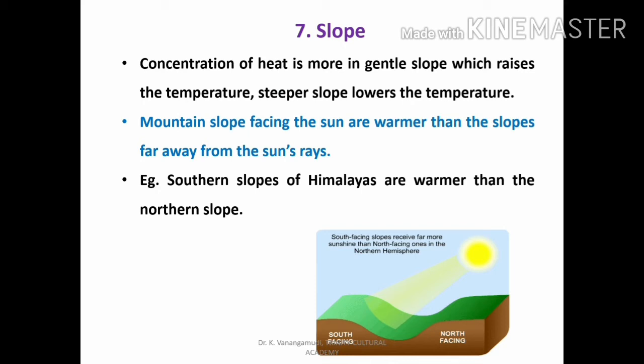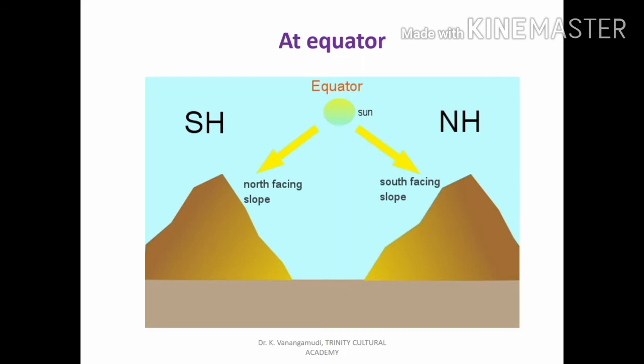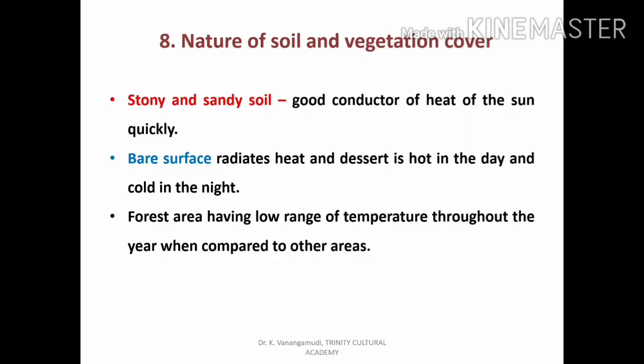to north facing slopes. In this slide, how the equator plays an important role in climate is clearly explained. The north facing slope and south facing slope will get the climate or temperature in equal ratio at the equator. The eighth factor is the nature of soil and vegetation cover. Stony and sandy soil is a good conductor of the sun's heat, very quickly.